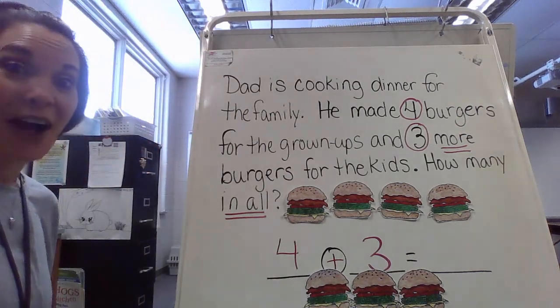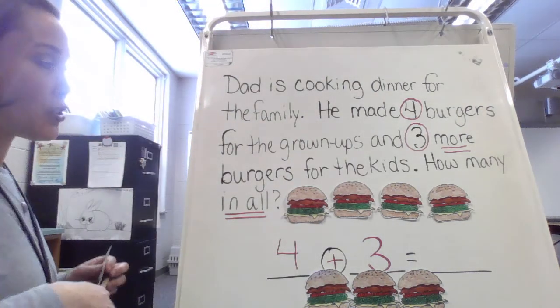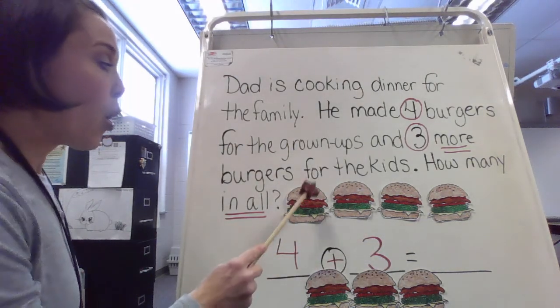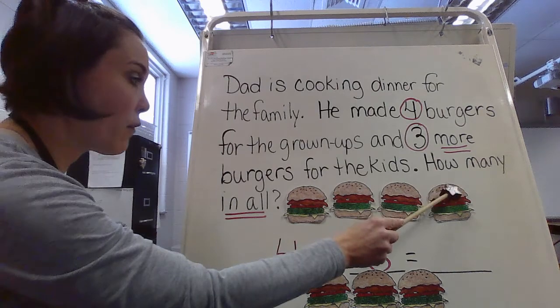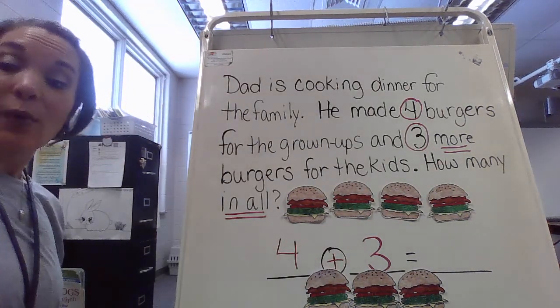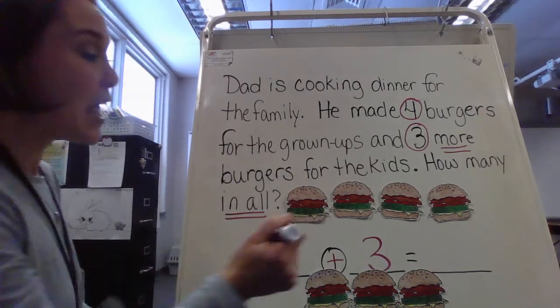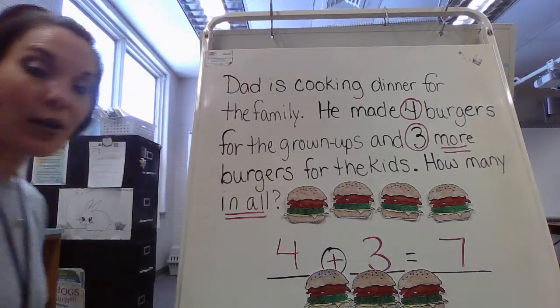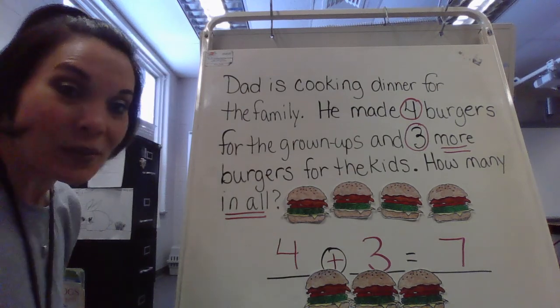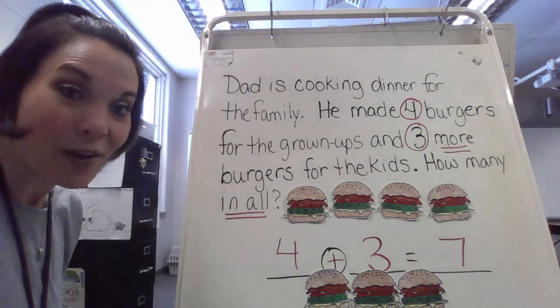All right, so now we get to count them. So here's our 4 for the grown-ups, our 3 for the kids. So here we go. 1, 2, 3, 4, 5, 6, 7. So we have 7 burgers in all. So hold tight. I got another story problem ready for you.